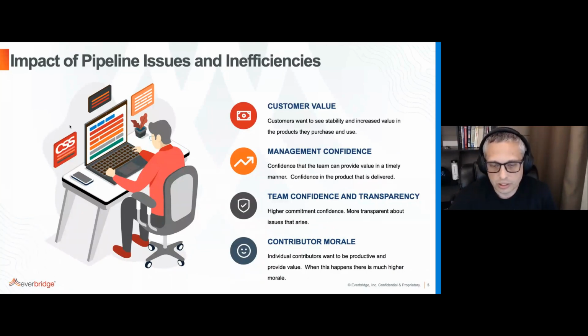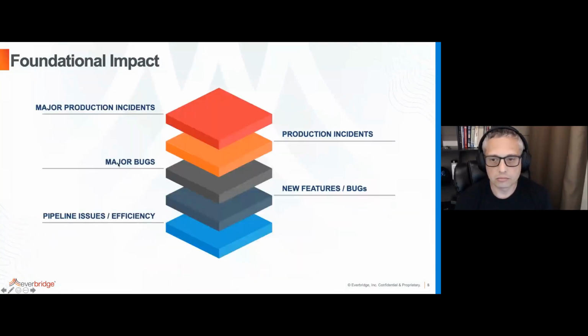And then individual contributor morale. Individuals, developers, engineers, they want to be productive, they want to provide value. And if there's these issues and inefficiencies in our pipelines that are causing delays in things that they're working on because of it, their morale is going to go down. That also causes turnover. So these can impact our cost in the long run.